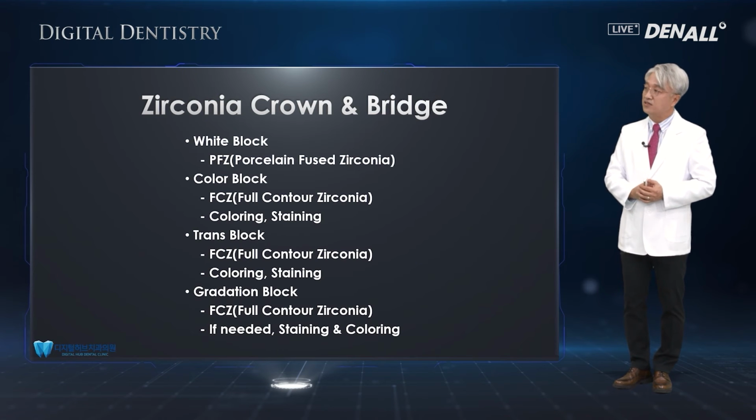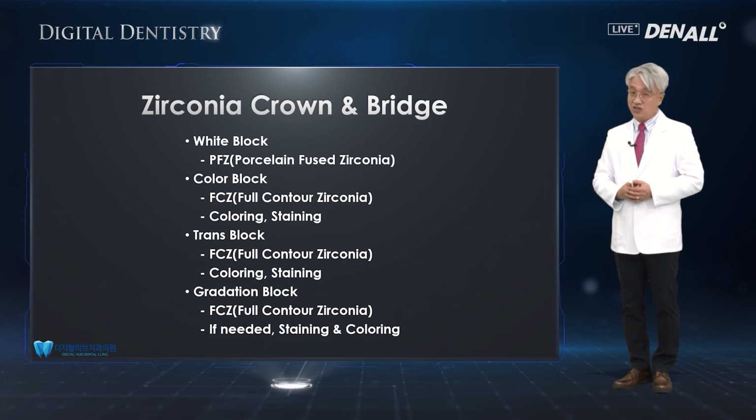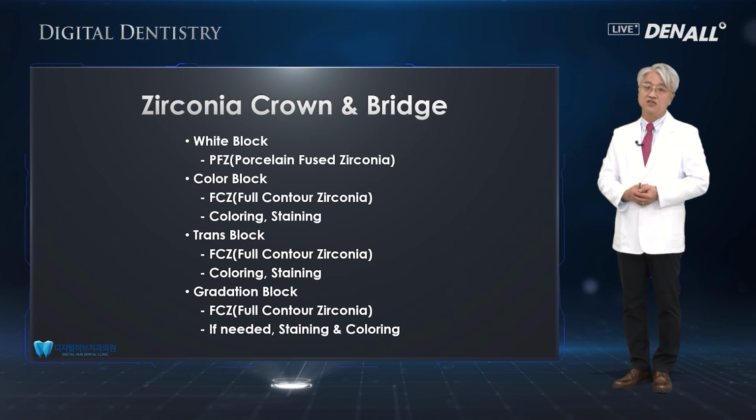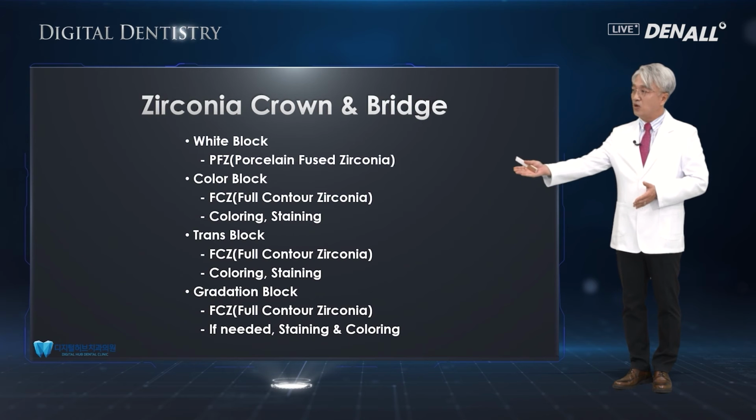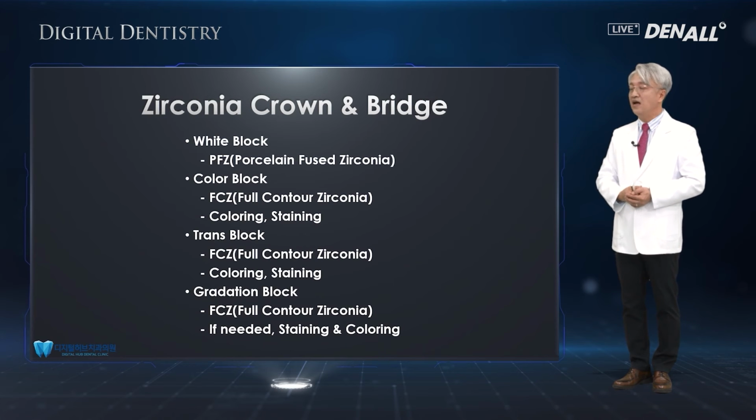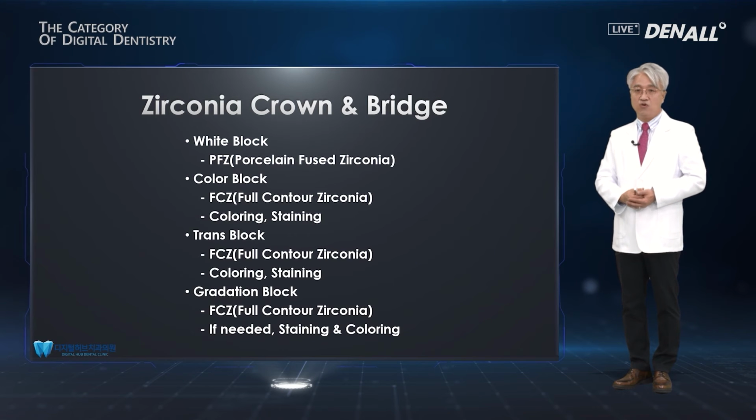That type of block has been invented. Now, it is called a trans block. So on the aesthetic area, the anterior side, this block can also be used as a trans block. So coloring and staining are still needed. And if you do that, aesthetically, you can create much better results. Now, it's closer to your natural teeth.